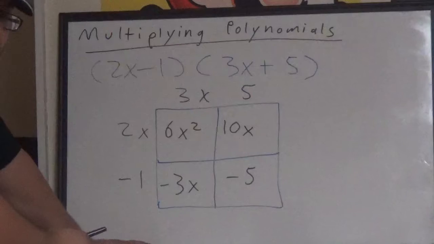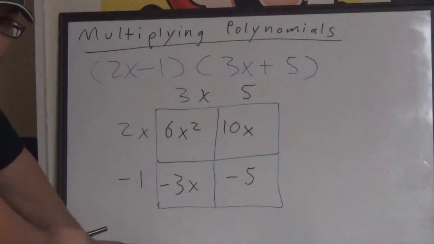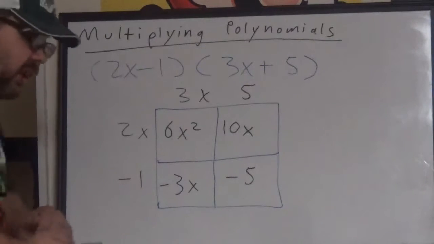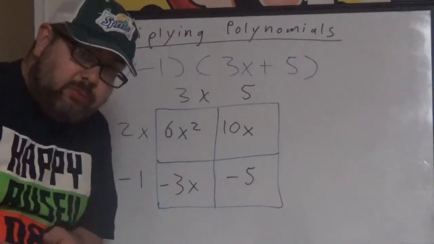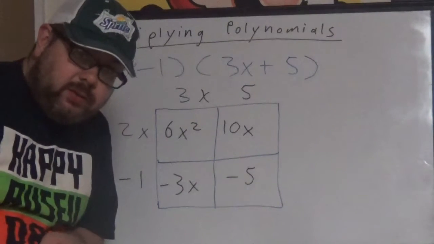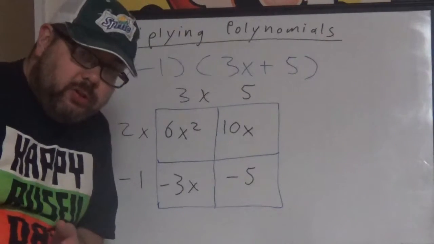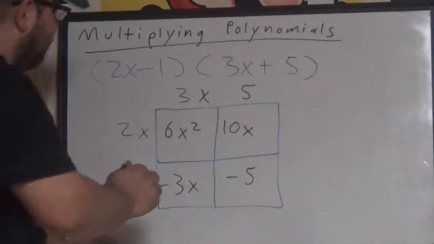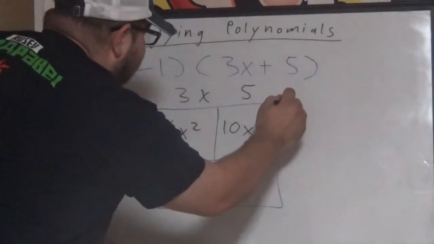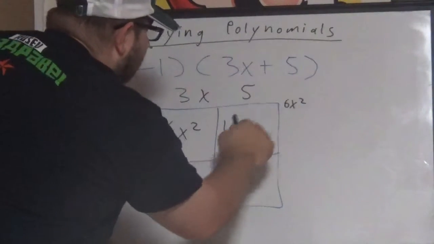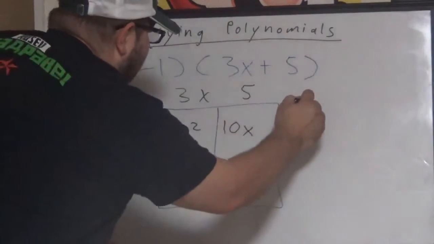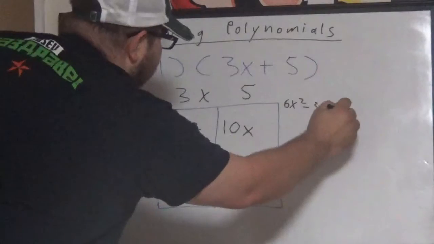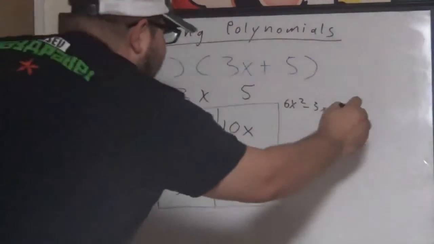Now we're just about done, but this is a part where sometimes people get confused because we just multiplied and we got 4 products. But just like with the distributive property, we have plus and minuses in between the different terms once we're finished. So here I have 6x squared minus 3x plus 10x minus 5.